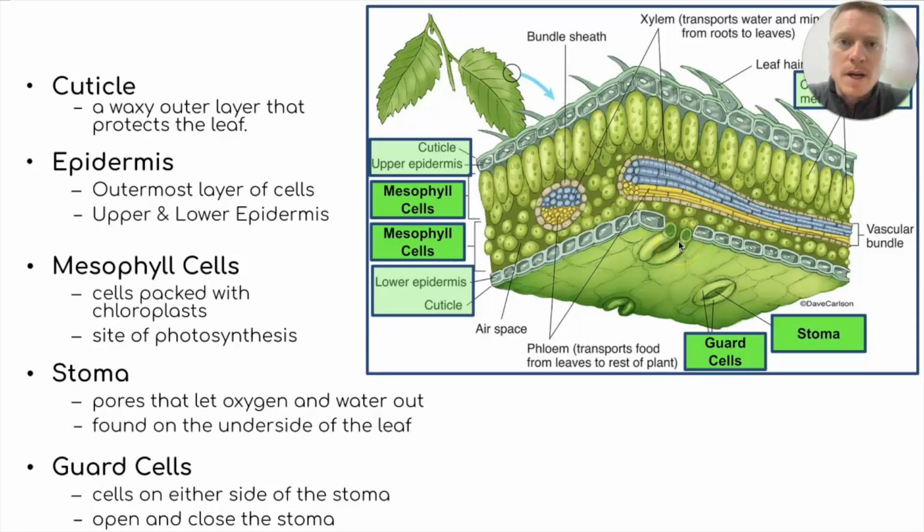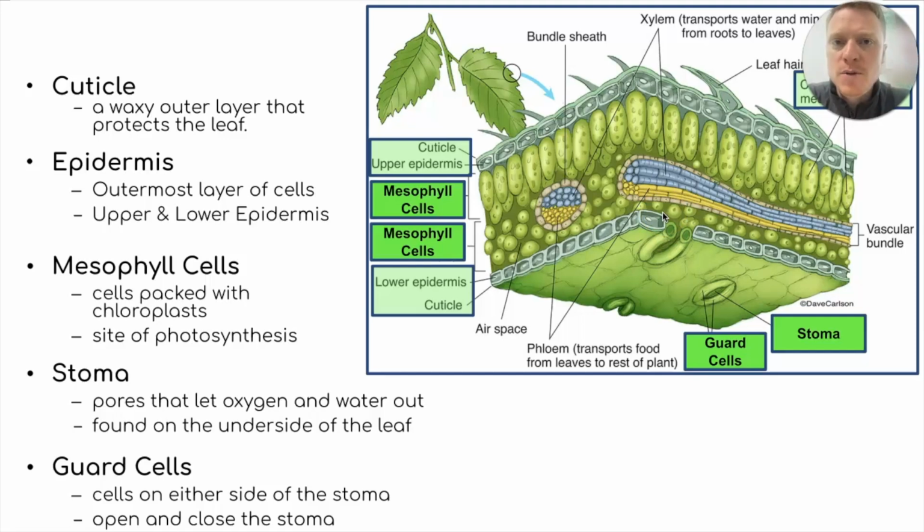We also need carbon dioxide from the air, and we need to release oxygen back into the atmosphere as a byproduct of photosynthesis, and that happens through these little pores. A pore is a tiny hole, and the pores of the leaf are called the stoma.